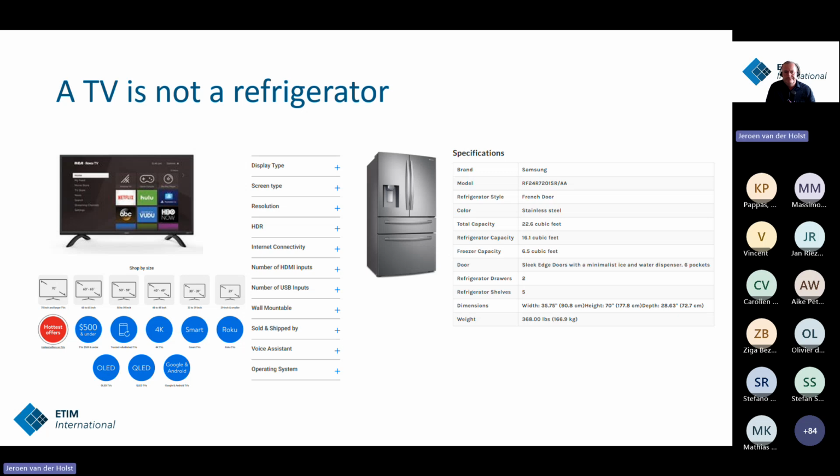So let's talk about classification. Classification is no rocket science. It's not new either. It's easy to explain. We all know what a TV is and what a refrigerator is. And a TV is not a refrigerator. They are different products. And you will need other features to pick the right TV or refrigerator.